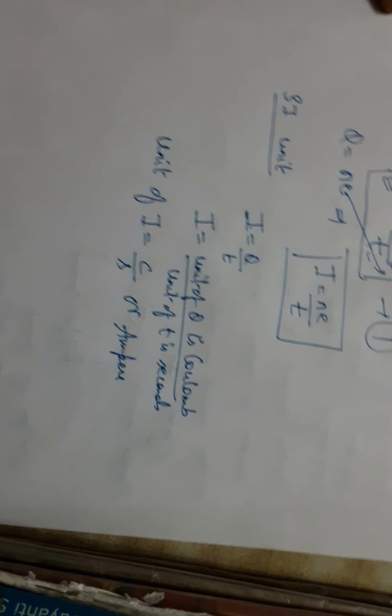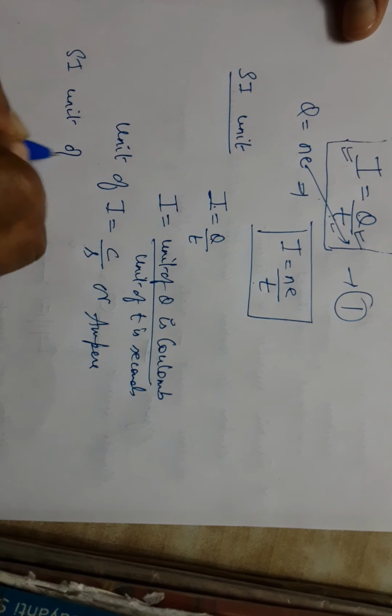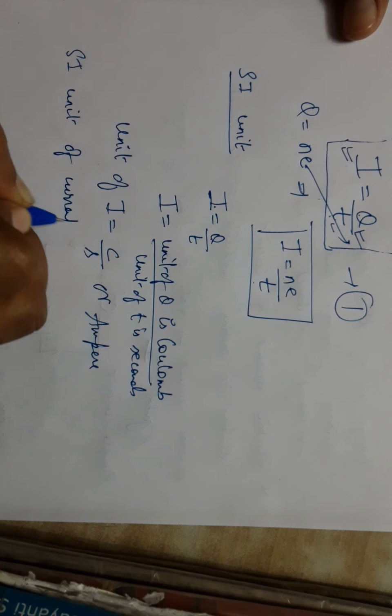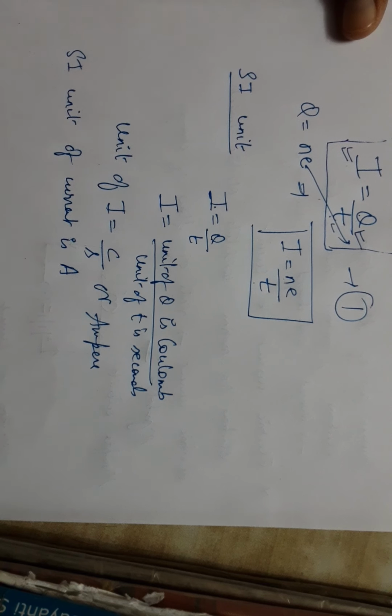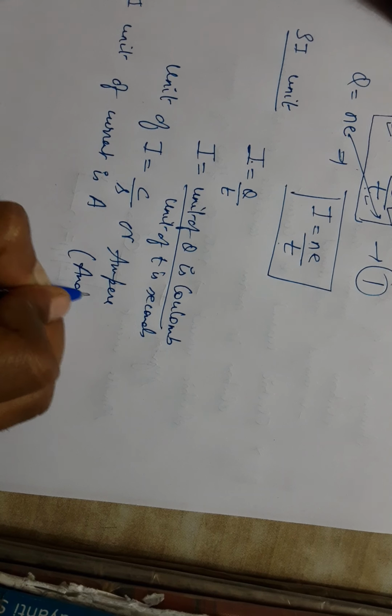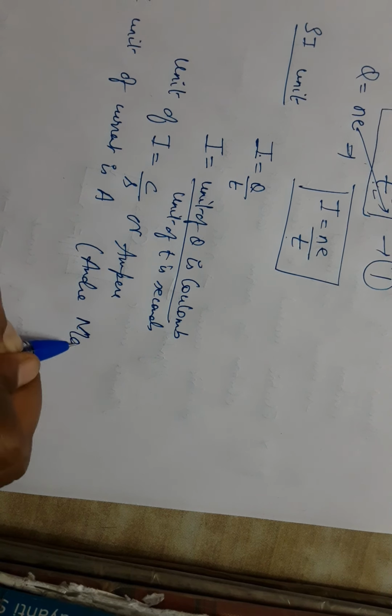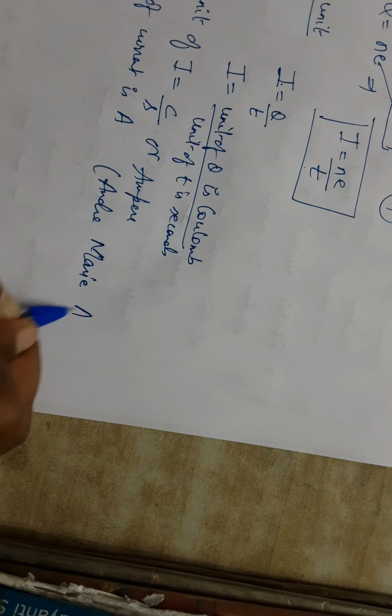Thus, the SI unit of current is ampere. This unit, ampere, is named after the scientist Andre Marie Ampere.